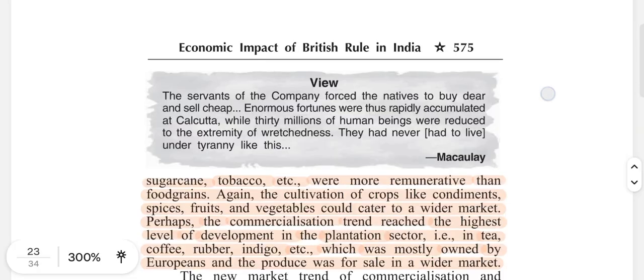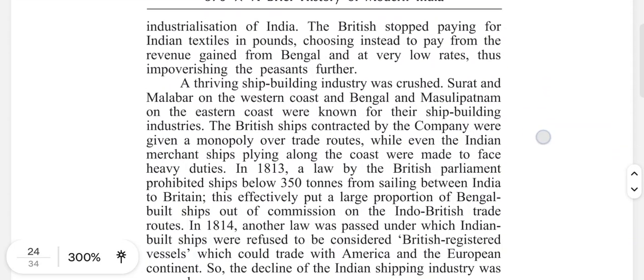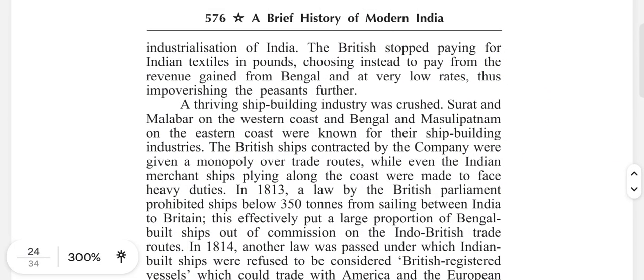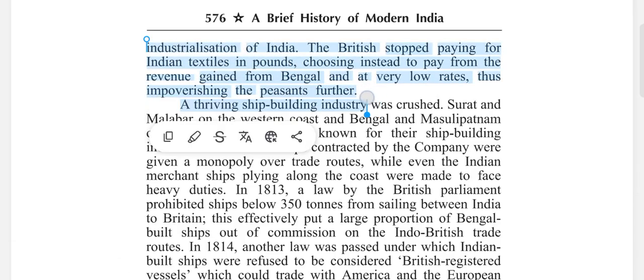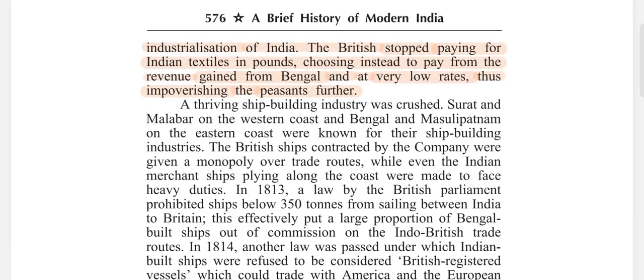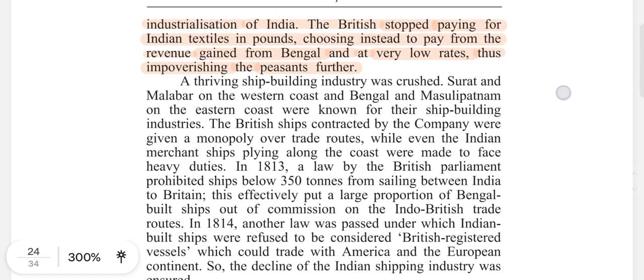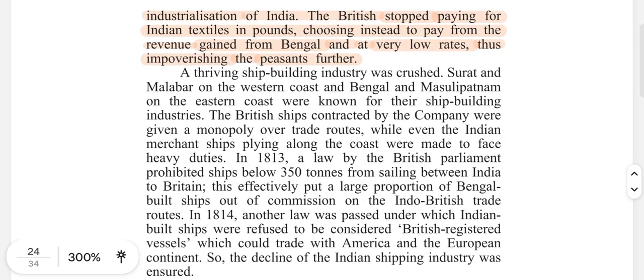Macaulay. A brief history of modern deindustrialisation of India. The British stopped paying for Indian textiles in pounds, choosing instead to pay from their revenue gained from Bengal, and at very low rates, thus impoverishing the peasants further. A thriving shipbuilding industry was crushed.